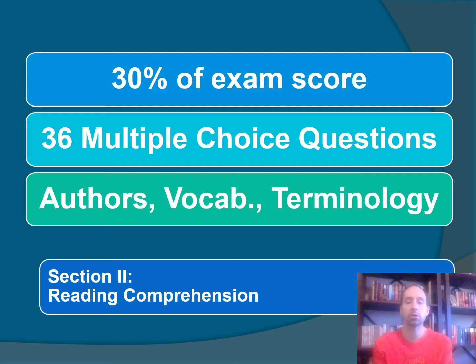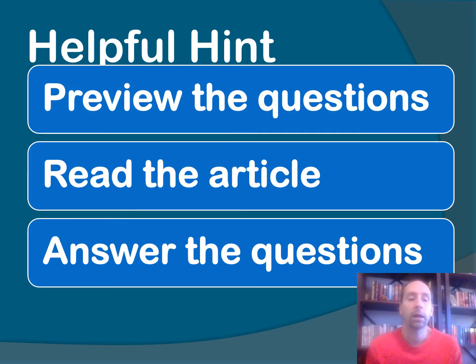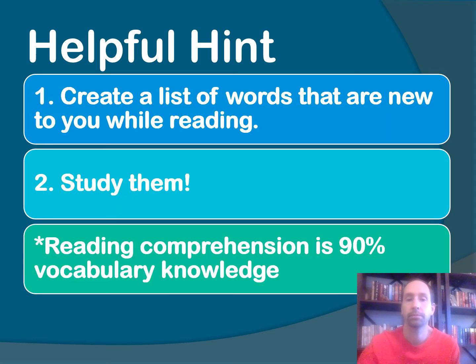Up next we're just going to do a quick run through and a checklist of the reading comprehension section. This is going to make up 30% of your exam score. There's going to be 36 multiple choice questions. Be familiar with common authors, vocabulary, and terminology associated with reading. A helpful hint here is to preview the questions first, then read the article, then go back and answer the questions. That's going to make the most effective and efficient use of your time. Another helpful hint is to create a list of words that are new to you while you're reading, and then study those, because reading comprehension comes down to about 90% vocabulary knowledge.